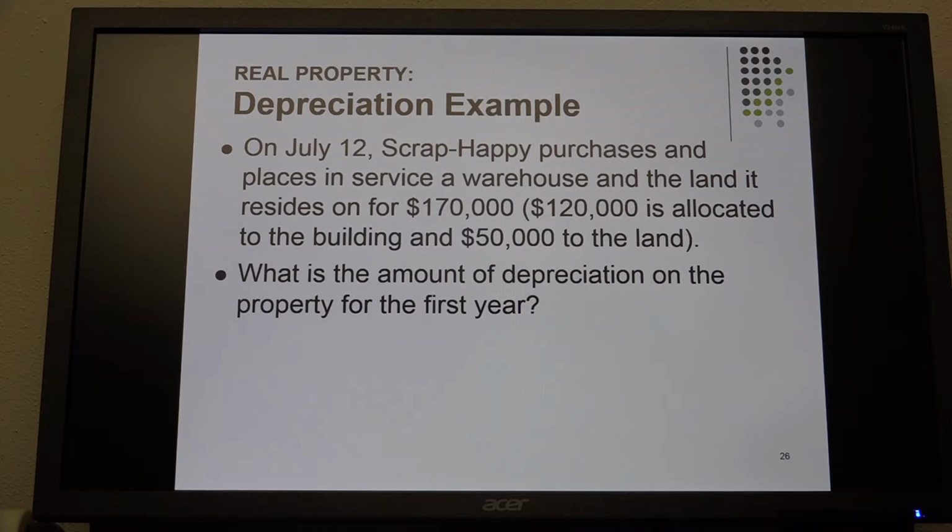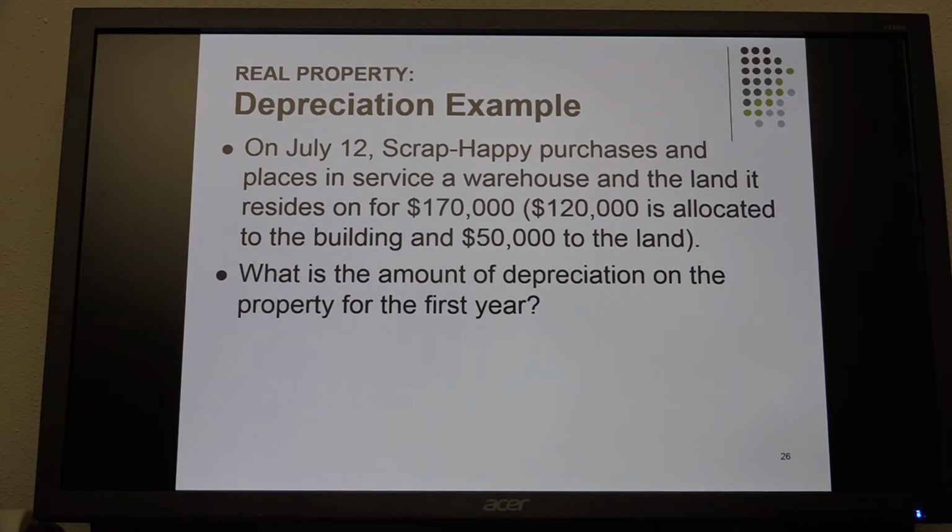And this company purchases the warehouse and the land it resides on for $170,000. Well, we know that land is not depreciable, so you have to figure out the market value, how much of that purchase price should be allocated to building and how much should be allocated to the land. That may require an appraisal. But anyway, they purchase both the warehouse and the land for $170,000, and they allocate $120,000 of it to the building and $50,000 to the land. And so you simply take your $120,000 and you're going to depreciate that over 39 years.